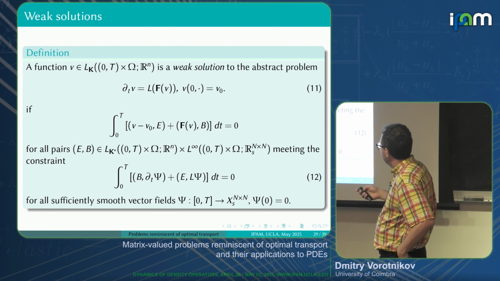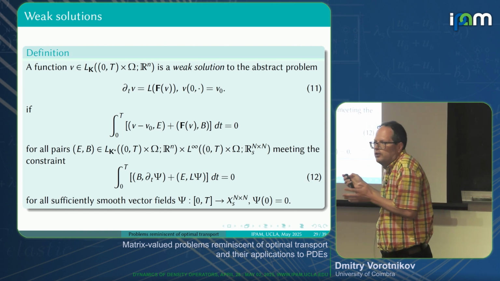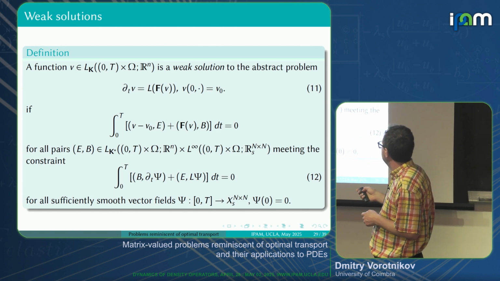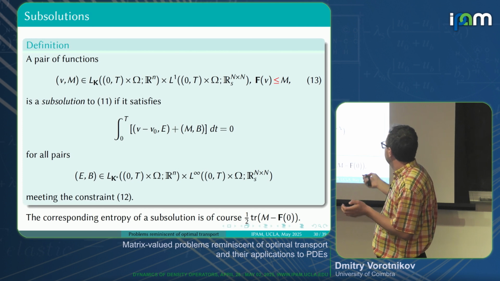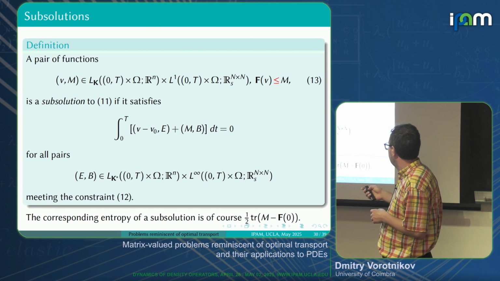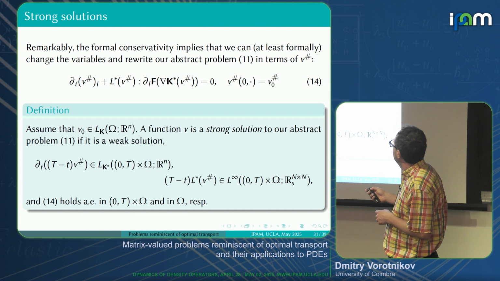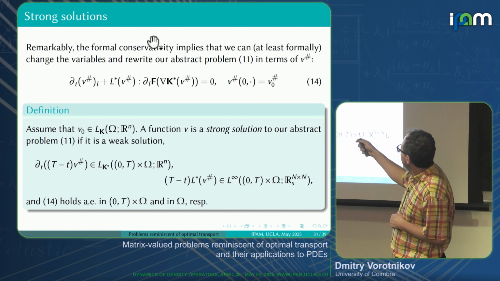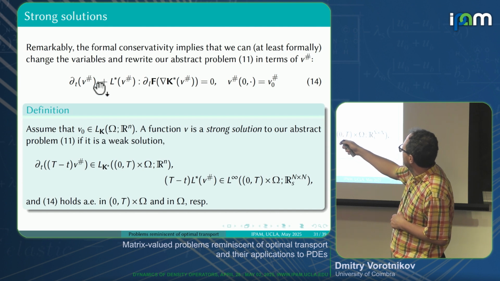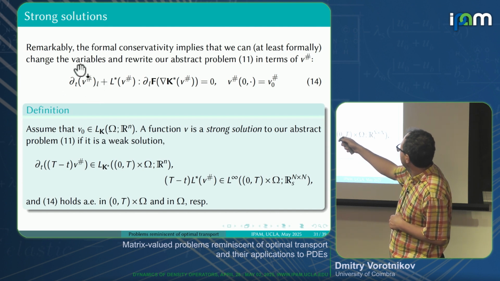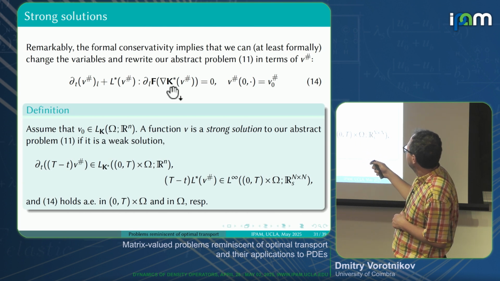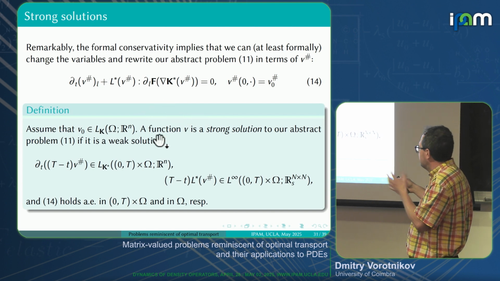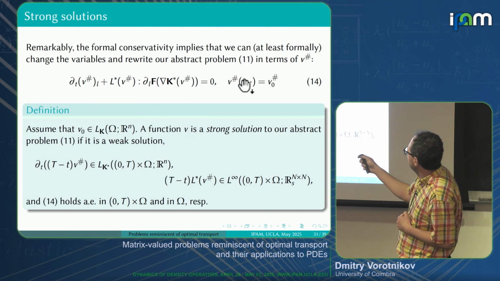I think I don't have much time, so this is a natural definition. There is nothing special here, but it is natural and works in the abstract setting. Then you can also define subsolutions. And it's remarkable that you can rewrite your problem in terms of this dual variable, which is V sharp, and it's still quite neat, quite short. And my whole scheme strongly relies on the fact that you can rewrite, at least formally, the problem in the dual way like this.